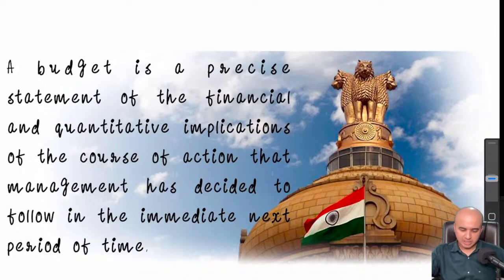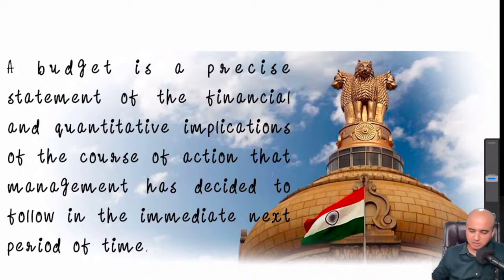Okay, so let's look at the budgetary control chapter. This is a chapter in CMA, and more specifically this is under the management accounting part. Before we proceed towards the actual problems, let us look at what a budget is. A budget is a precise statement of financial and quantitative implications of the course of action that management has decided to follow in the immediate next period of time, says the textbook definition, that is from the ICSI material.